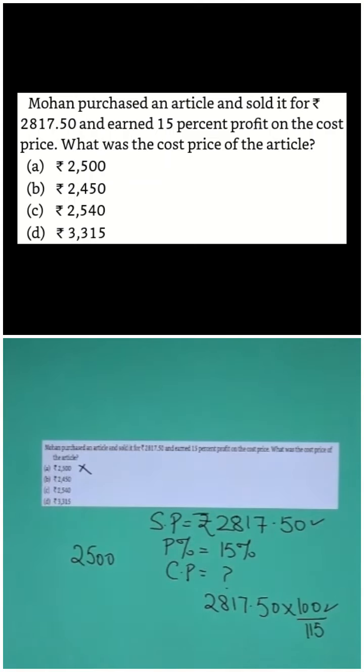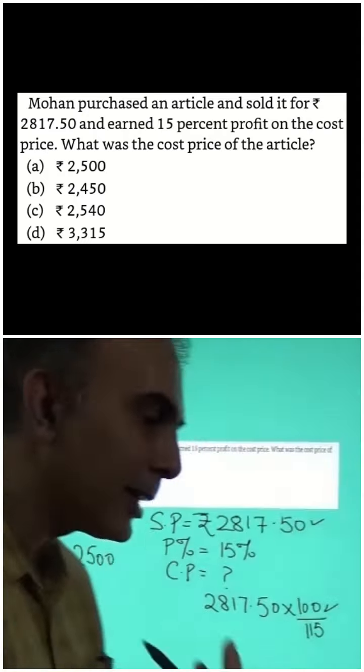Then we have one option is 3315 rupees. This cannot be cost price because profit का situation है, तो cost price SP से कैसे ज़्यादा हो सकता है.